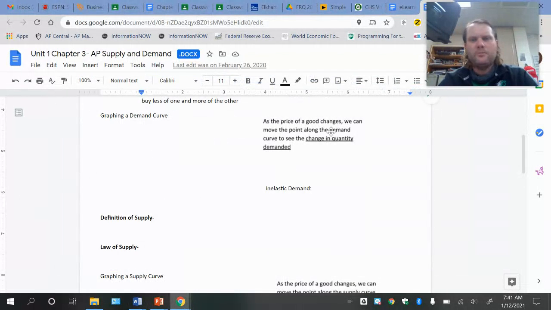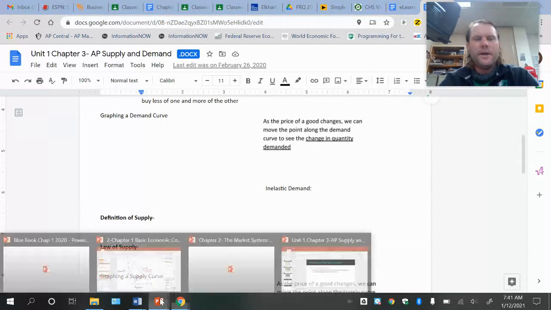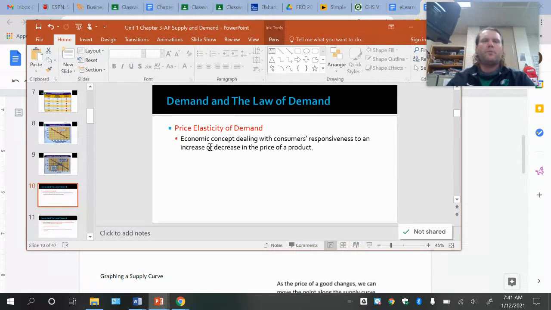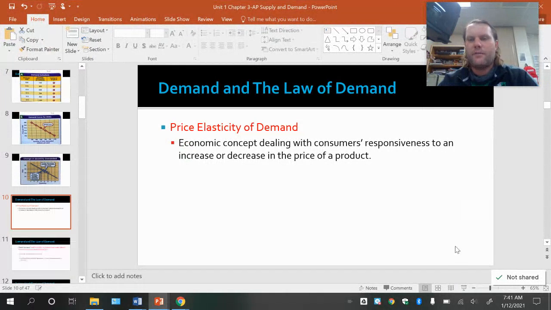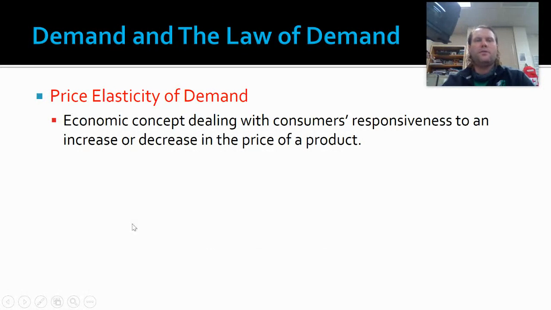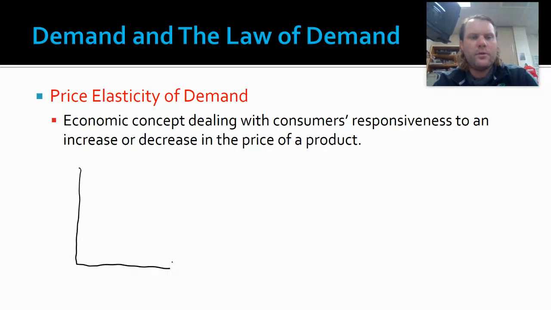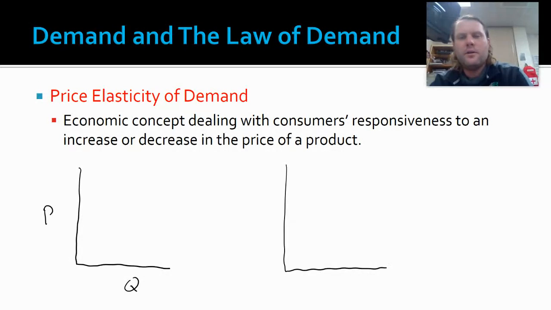But we can draw elastic demand and inelastic demand. It's a pretty simple concept. You just have to remember what the graph looks like. And again, as we mentioned, different products have different amounts of necessity, and we can draw that based on the slope of our line. I've got my price axis, I've got my quantity axis. I'm going to draw the same thing over here.